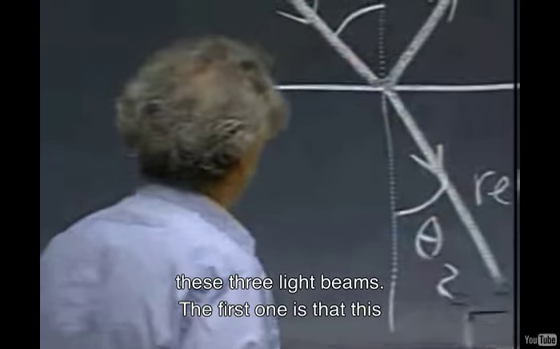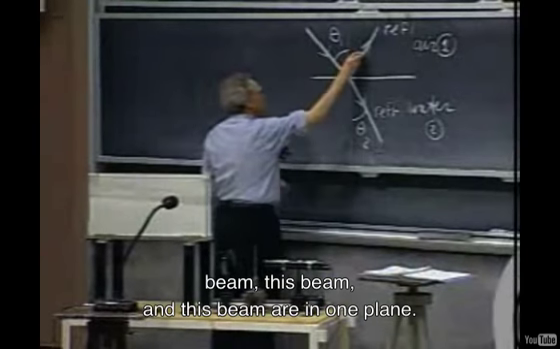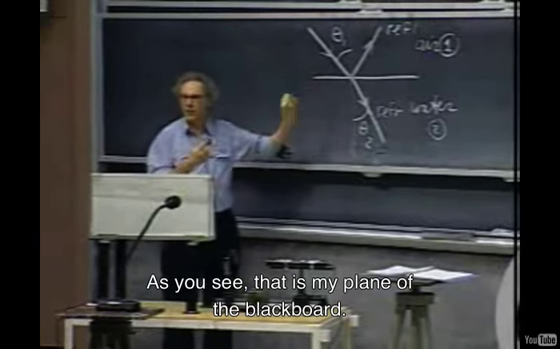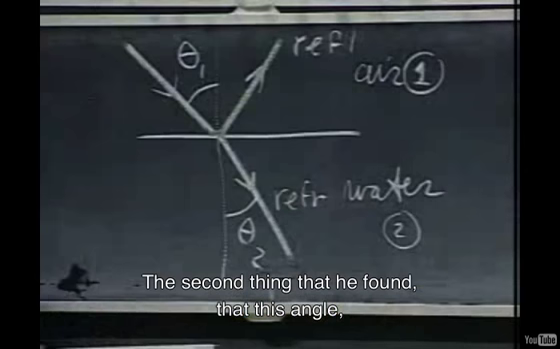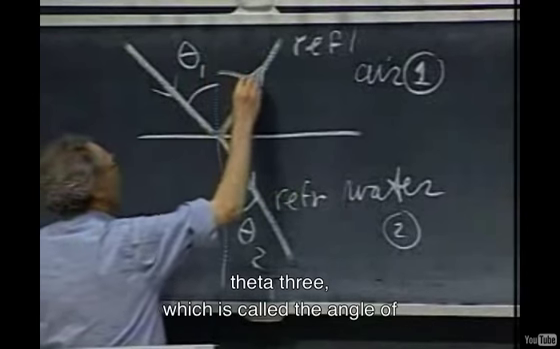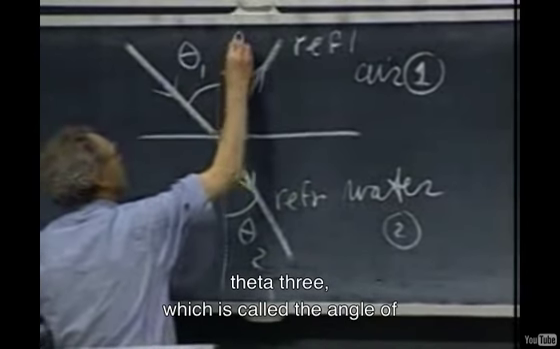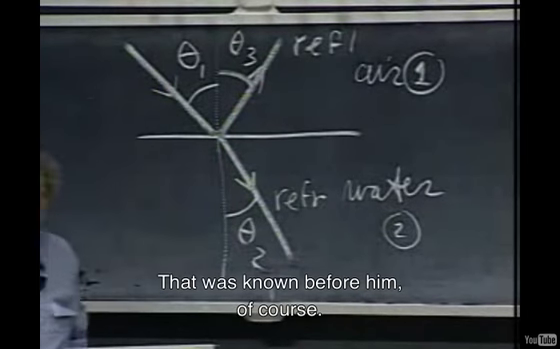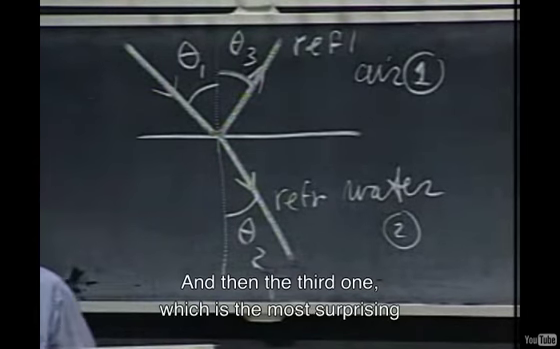The first one is that this beam and this beam are in one plane. As you see, that is the plane of the blackboard. The second thing that he found is that this angle, theta 3, which is called the angle of reflection, is the same as the angle of incidence. That was known before him, of course.